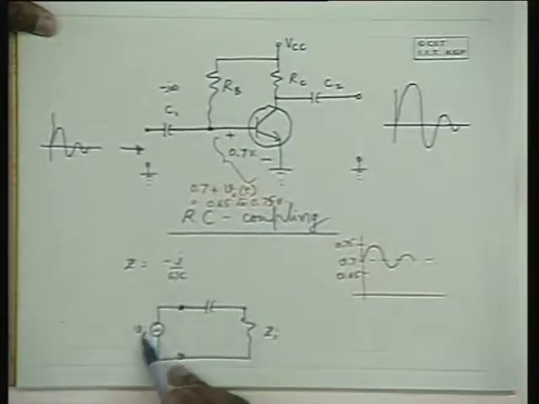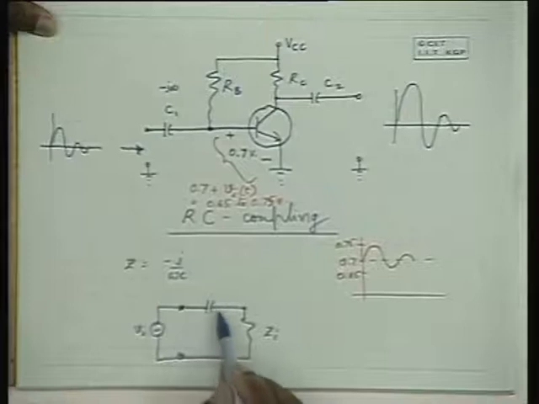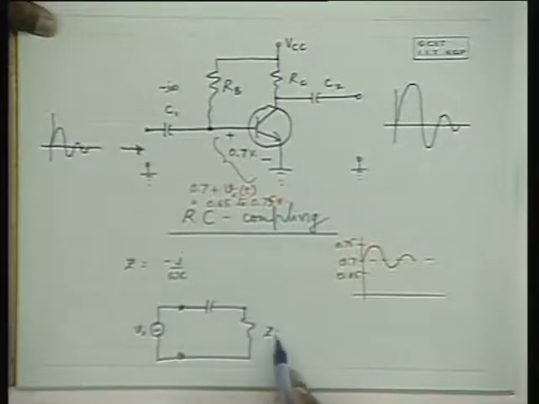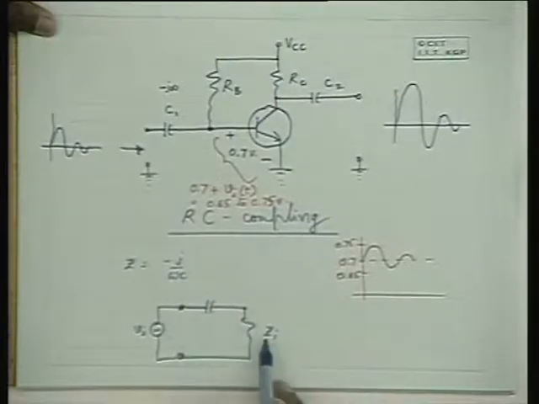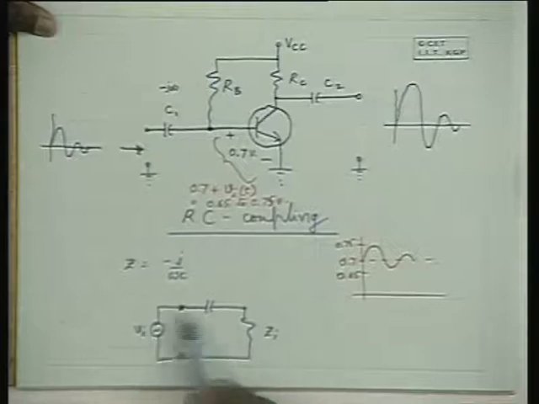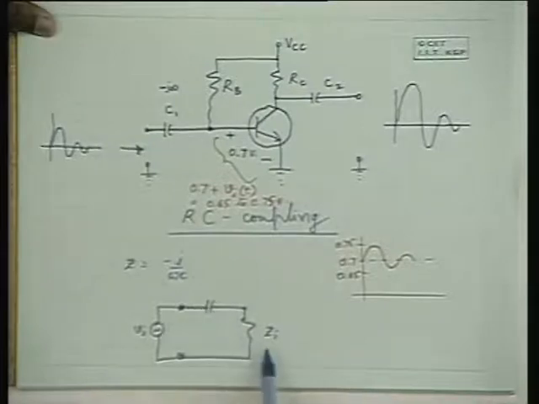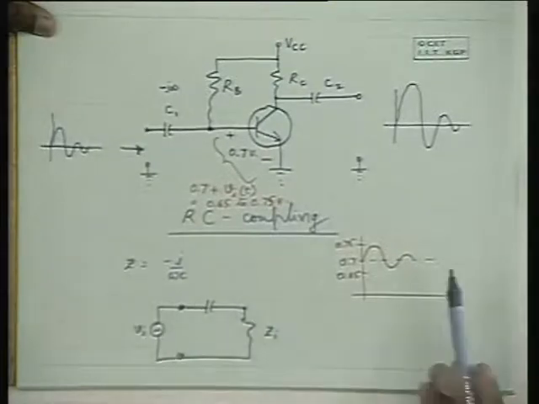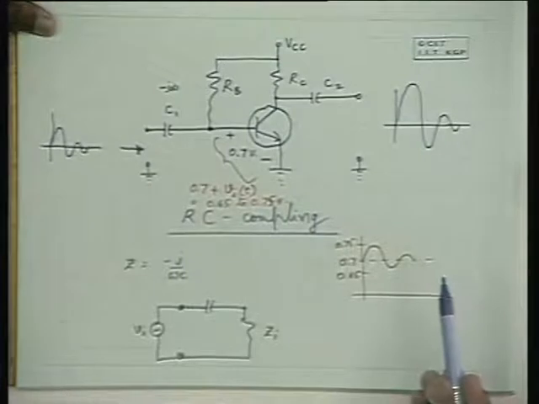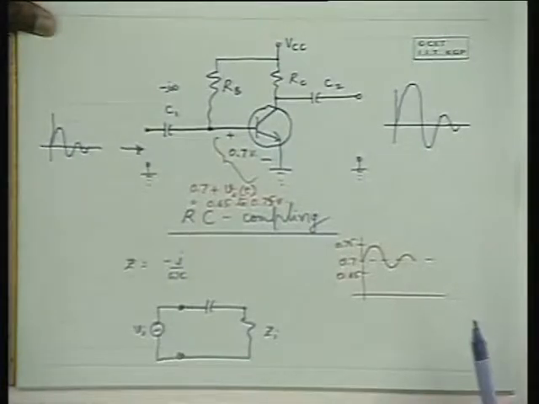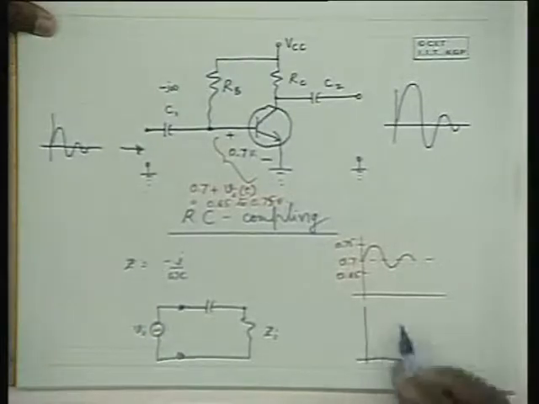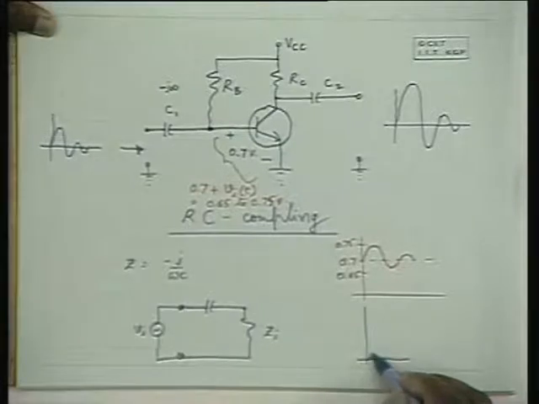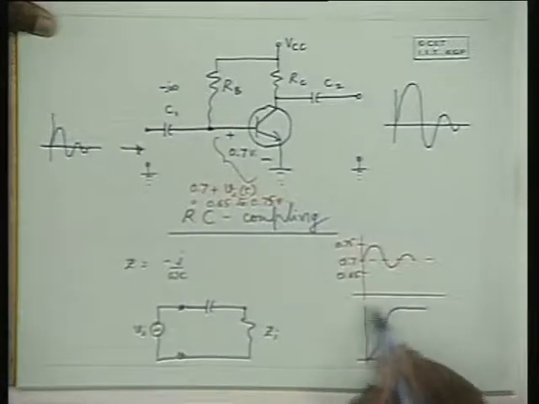But at very low frequencies, this impedance may also be as high as this one. And when it is equal to this impedance, the voltage gets divided by 2 over here. And when it gets divided by 2, the overall amplification drops by a factor of 2. So we expect the amplifier to exhibit low gain at low frequencies and high gain at high frequencies.